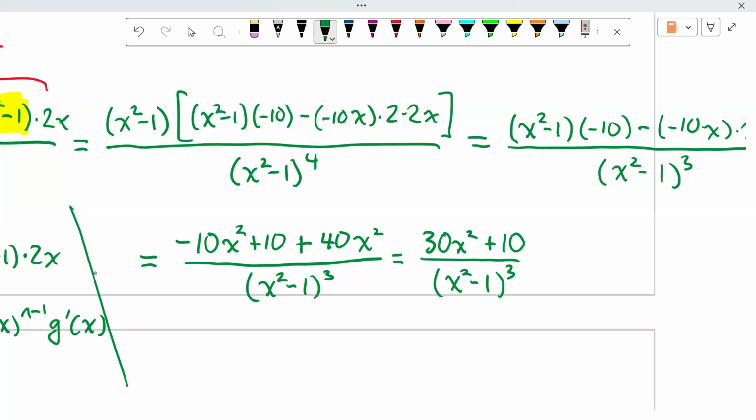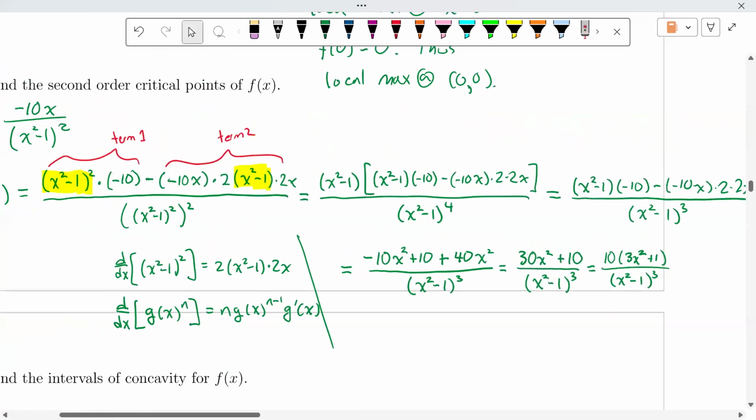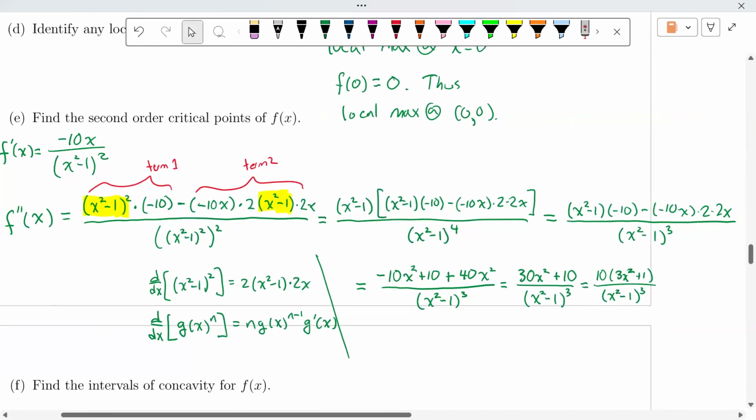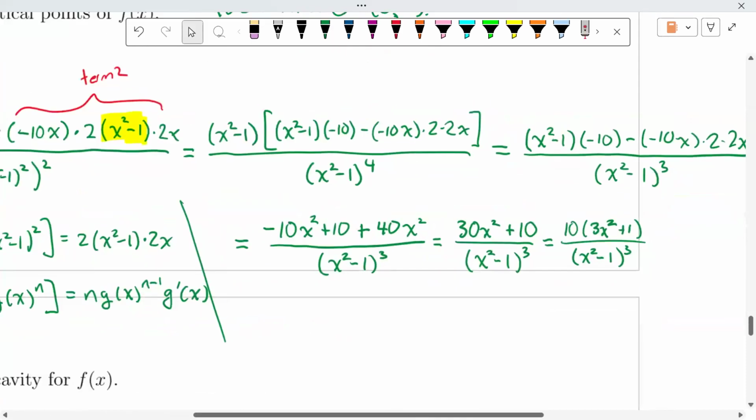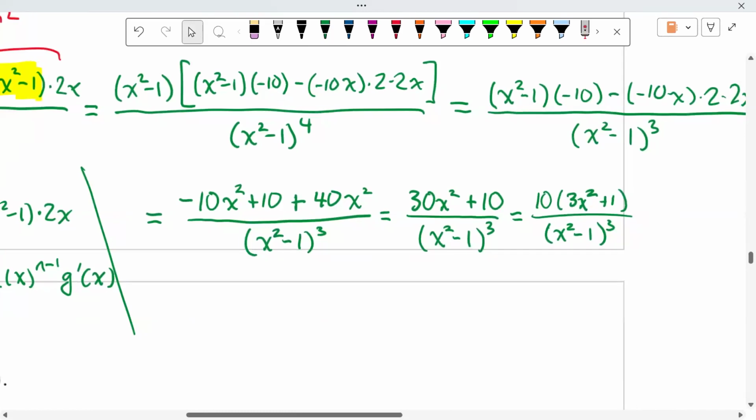All right. One last thing I could do is factor a 10 out of all this. This will give me a 3x squared plus 1 over this x squared minus 1 cubed. All right, there we go. Now the question becomes, when is that thing equal to 0? Can you think of any values that you plug into the numerator and out pops a 0?